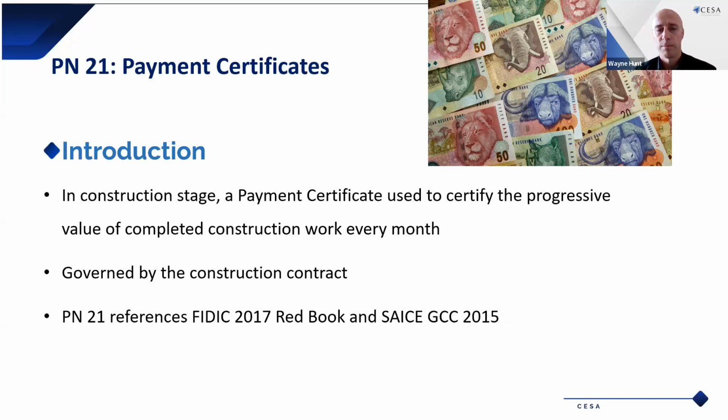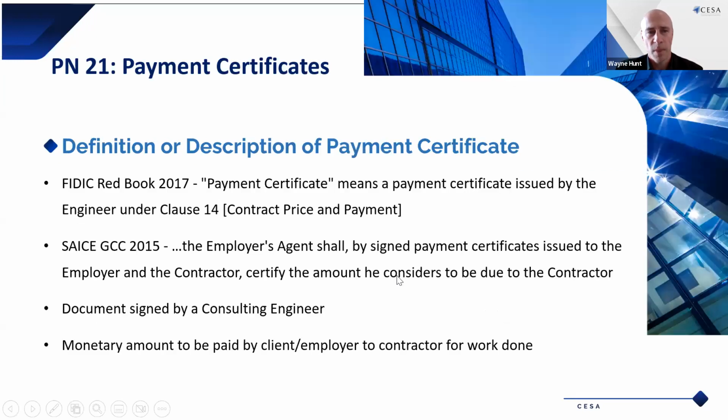There are a number of places where payment certificates are included, but today, just for illustrative purposes, and what's contained in the practice note, is the FIDIC 2017 Red Book and the CESA GCC 2015. So the definition or description of a payment certificate. In the FIDIC Red Book, payment certificate means a payment certificate issued by the engineer under clause 14, contract price and payment. And then in GCC, the employer's agent shall, by signed payment certificates issued to the employer and the contractor, certify the amount he considers to be due to the contractor.